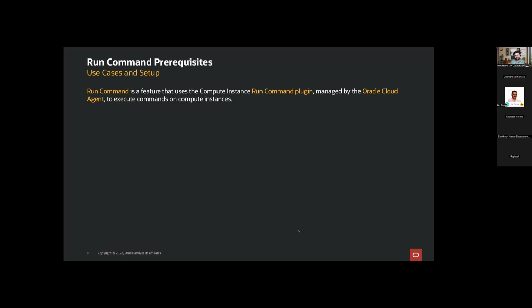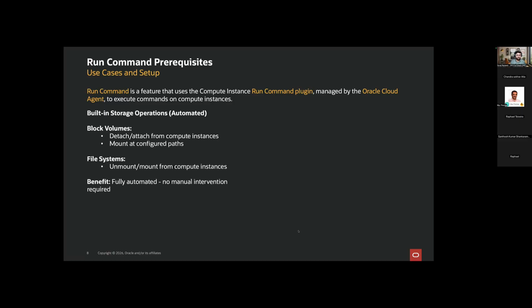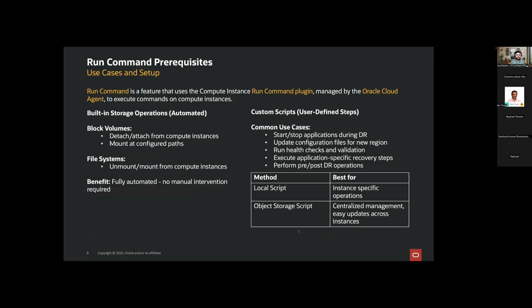So this is mandatory if you want to use, let's say, custom scripts with a compute instance. But even for the built-in stuff which we do, right, which I'll talk about, you have to enable this run command for various things, right? So this is what run command is about. So as I said, we use it for two use cases, right? One, for the built-in modules. So if you add a block volume or a file system, I mean, a volume group or a file system as a member in the protection groups, right? Then we auto-generate the built-in plan groups depending on the members you add, right?